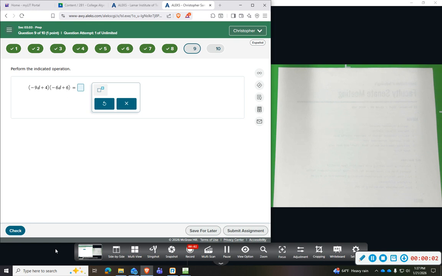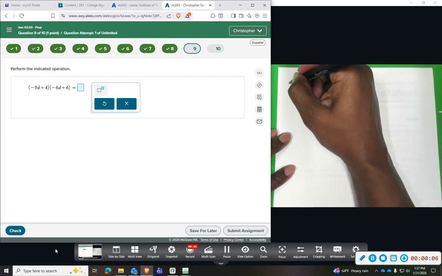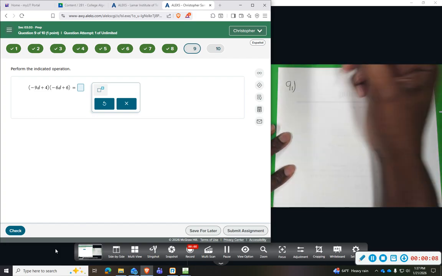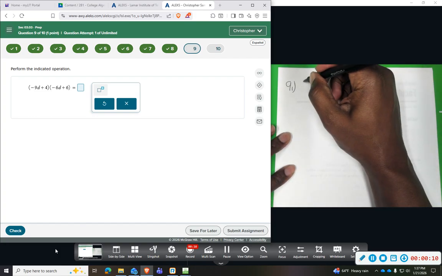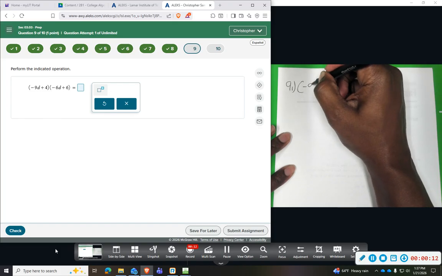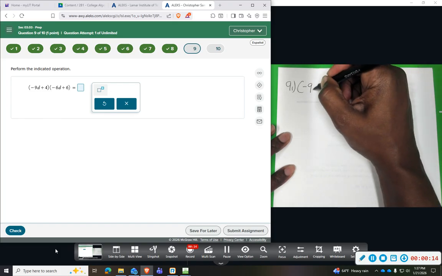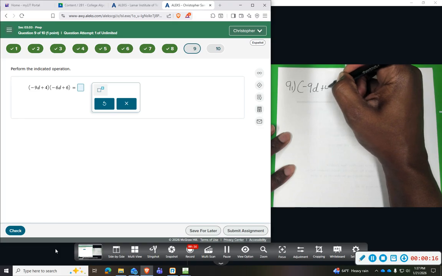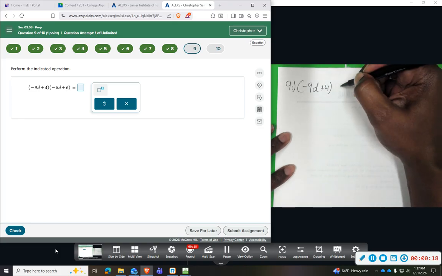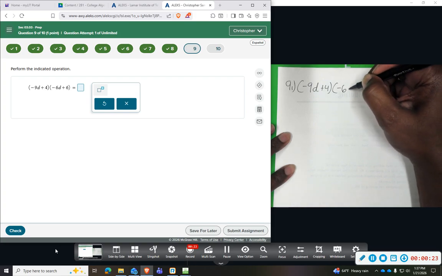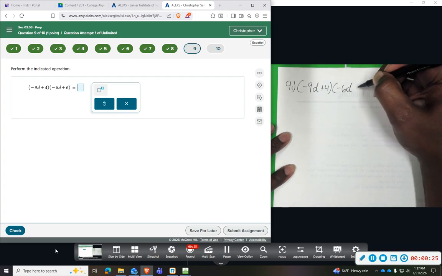All right, the ninth problem we have, we're just going to perform the indicated operation. This time we're going to be multiplying these two terms together. So we have negative 9d plus 4, and that is being multiplied times negative 6d plus 6.